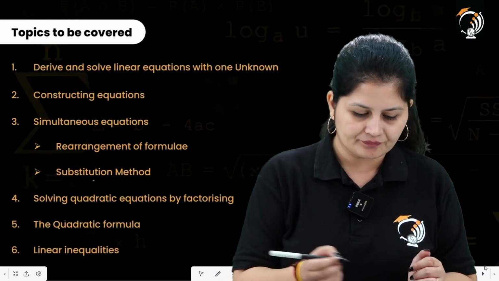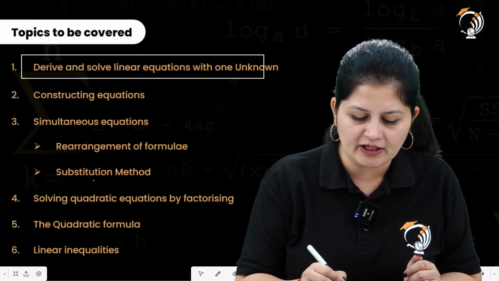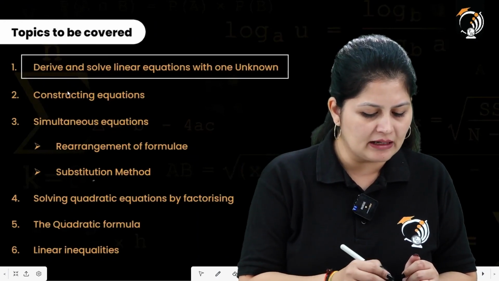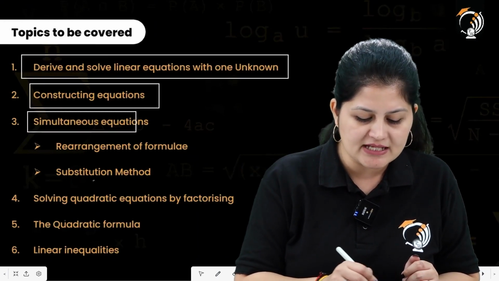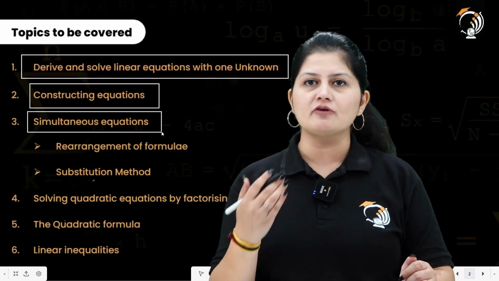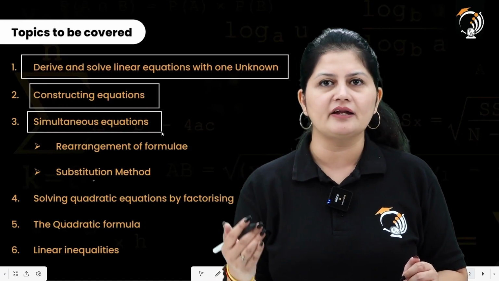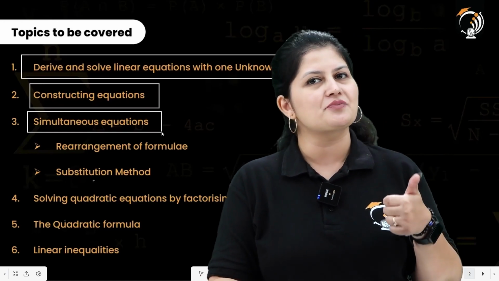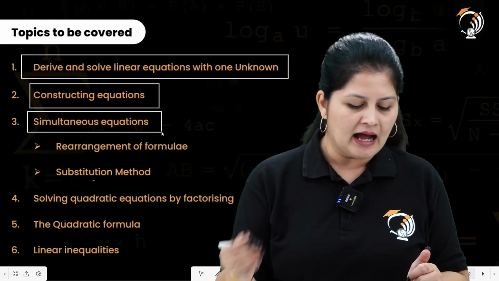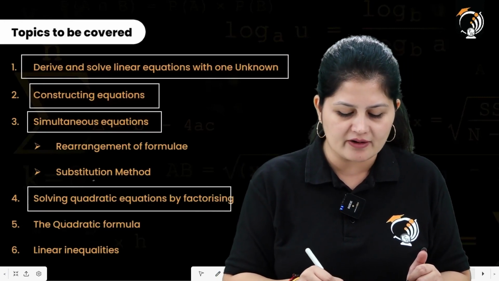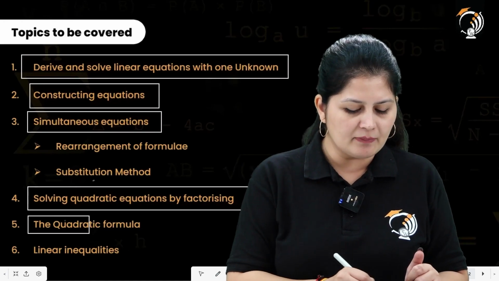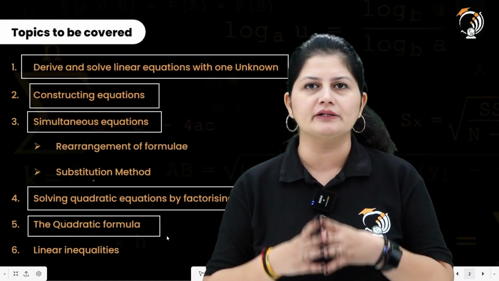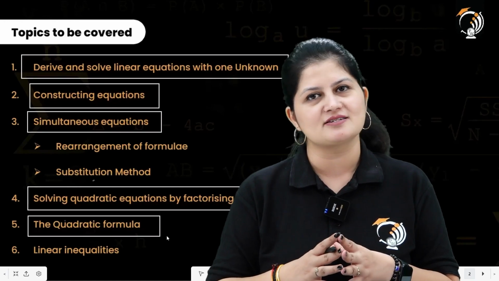Understanding what all subtopics we will be learning in today's session: how to derive and solve linear equations with one unknown. Then we'll be learning about constructing equations and simultaneous equations, how we can solve simultaneous equations by the rearrangement of formulas, and with that the two different methods, that is the elimination method as well as the substitution method. After this we'll be learning how to solve quadratic equations by factorizing, and the quadratic formula, followed by linear inequalities and the previous year questions.